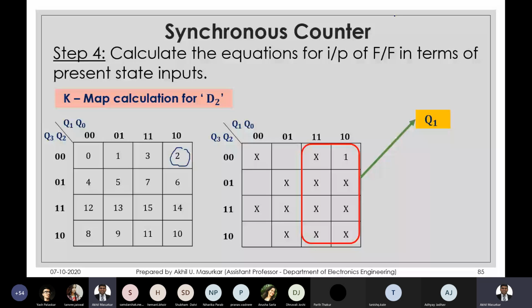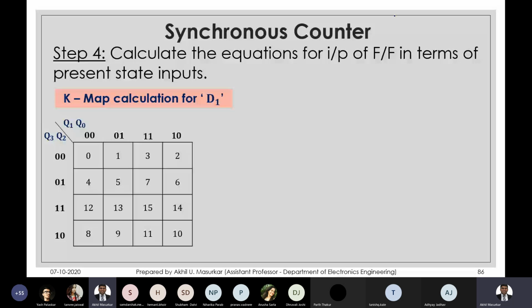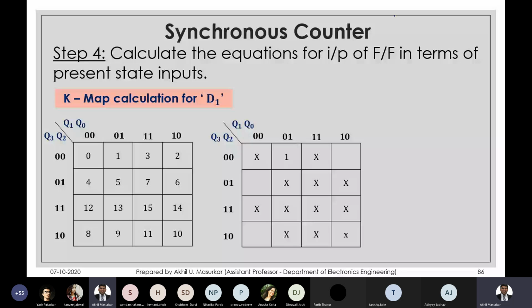So what is crucial in counter design is step number 3. If your step number 3 is clear, all you need to do is calculate K-maps and implement the circuit. So let me show you D1. D1 is this way. So the octave is in this place. Correct. Omkar is correct. D0 is Q3.